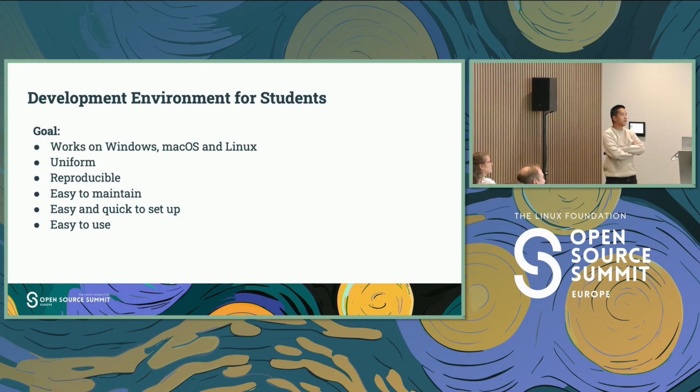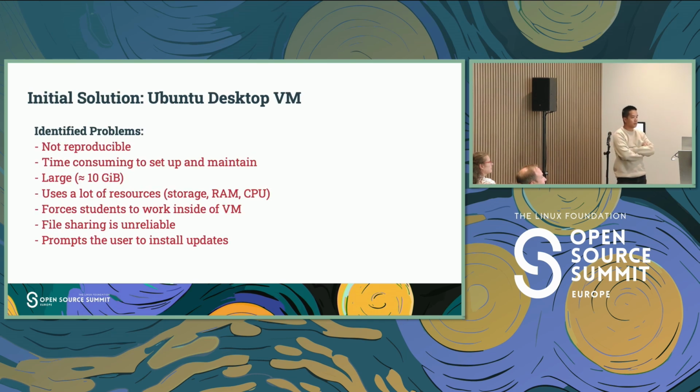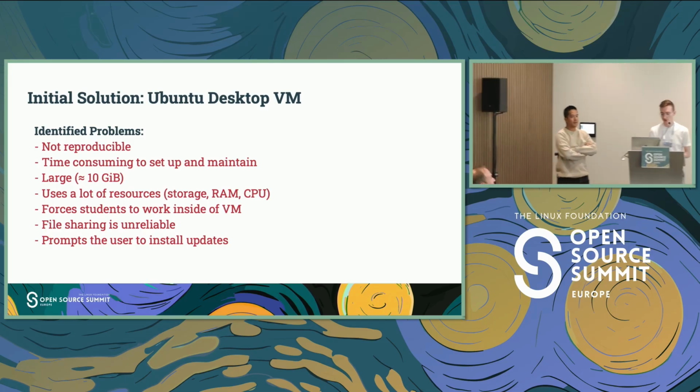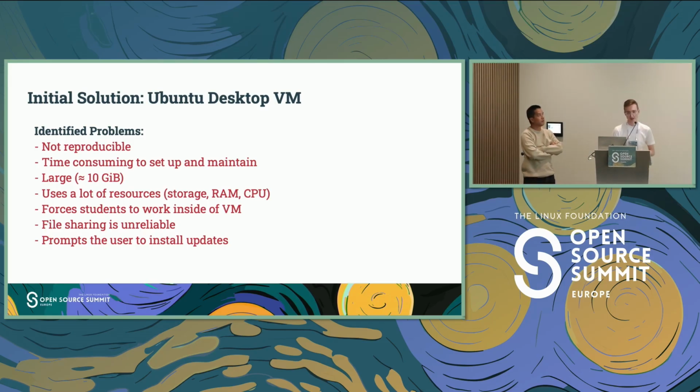Well, first, our initial solution used to be a Ubuntu desktop virtual machine. As you can see, we identified lots of problems. Well, for us, it wasn't reproducible, very time-consuming to set up and maintain, and most importantly for the students, it was such a large file to download, and they always complained, especially if they only want to use it for one lab. Also, it was running very slow.